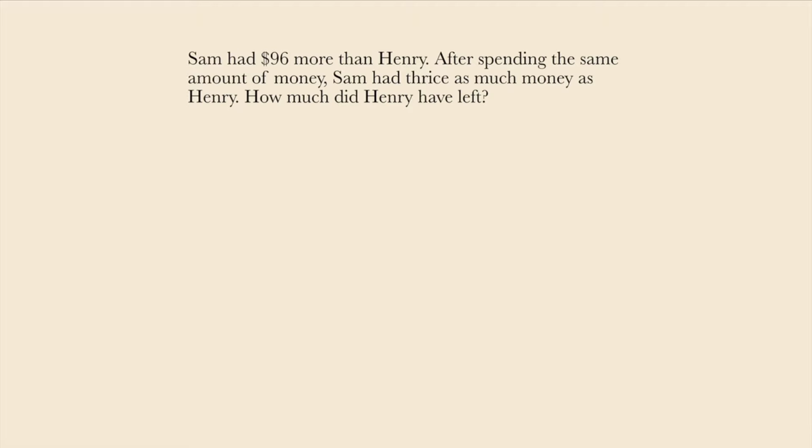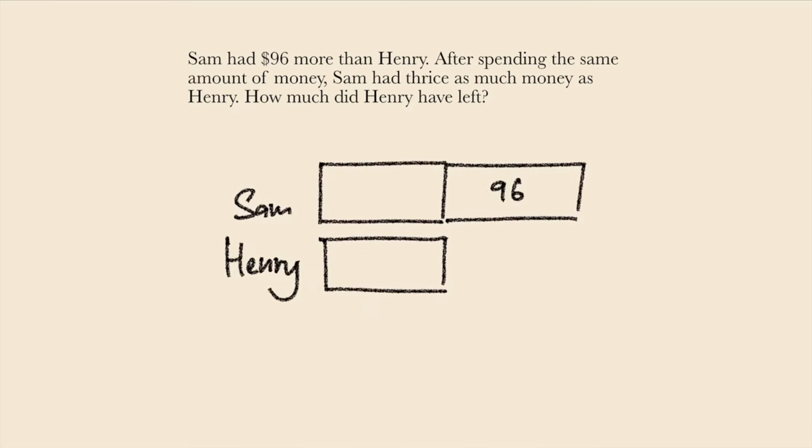Sam had 96 more than Henry. Here they're going to spend. So this is about the same amount being removed. So S has 96 more than H. Now show the same amount removed. And the end result is Sam having 3 units and Henry having 1 unit. So this 96 here must be 2 units because the total that Sam had left was 3 units.